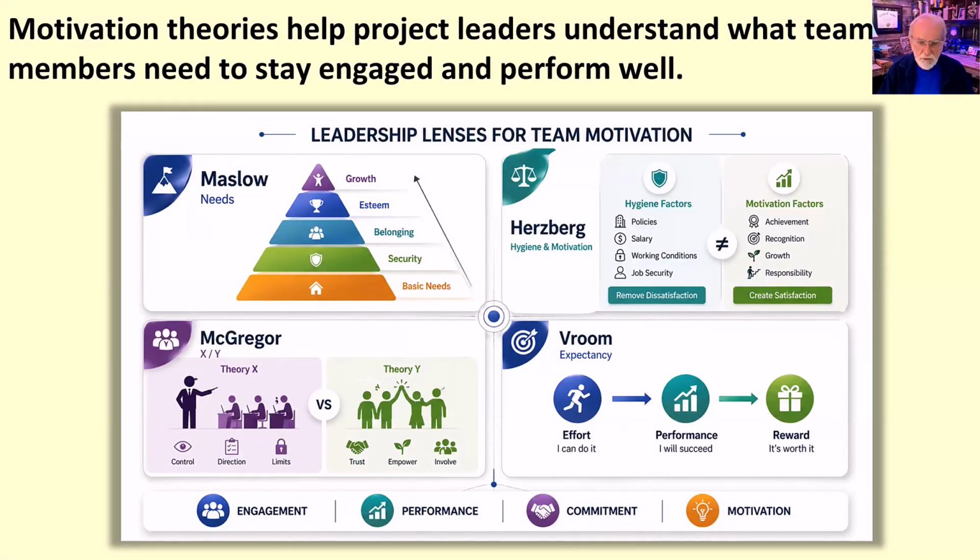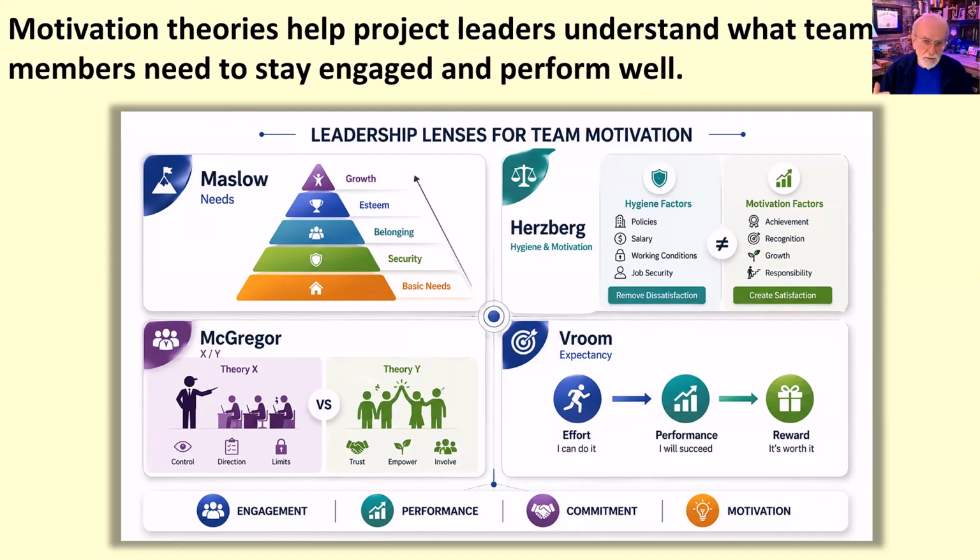and maybe the Theory Y part of McGregor's theory. But the main point of all of this is that motivation is not a one size fits all prospect. Project managers and organizational leaders need to understand what supports engagement, what creates frustration, and what helps team members see their work as meaningful and achievable.